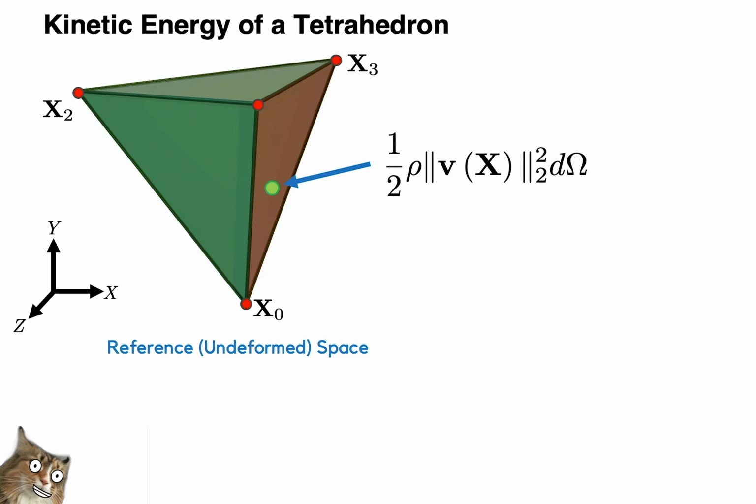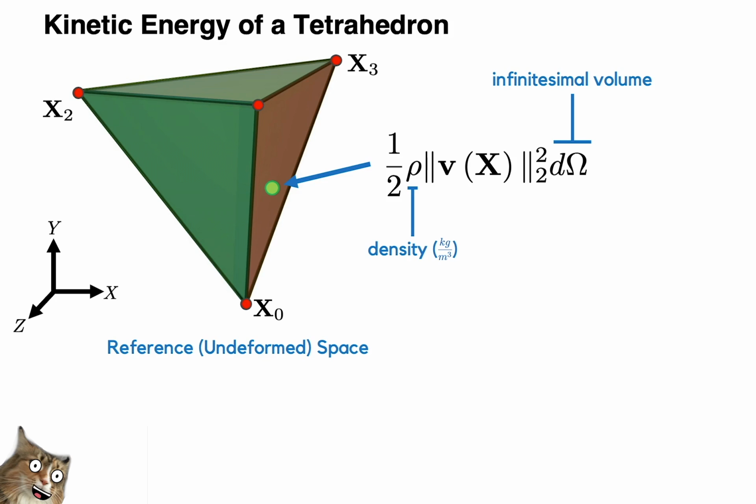Let's compute the kinetic energy for a single point in our tetrahedron. At first glance, this formula looks a little different from our previous version, but it's actually the exact same. We can already see that we need the length squared of the velocity at our point capital X. The major missing piece is the mass. We are going to build the mass at a single point using the density, which is a property of whatever material we are simulating, and the infinitesimal volume surrounding our point X.